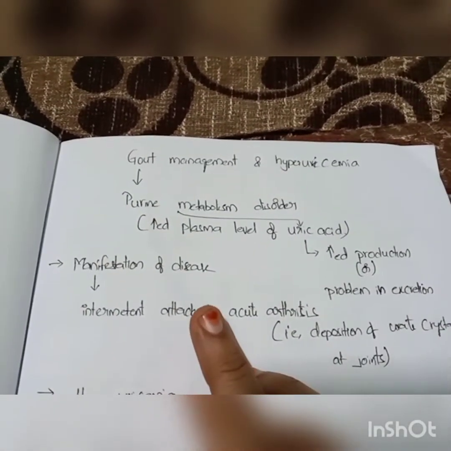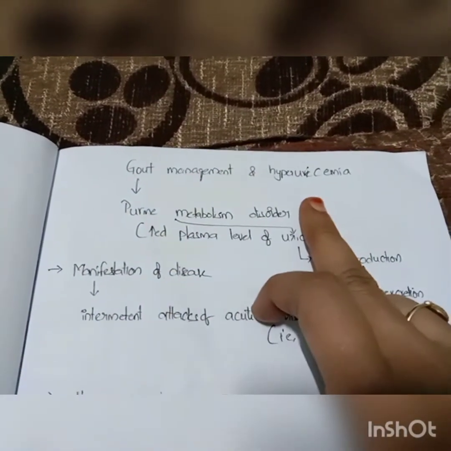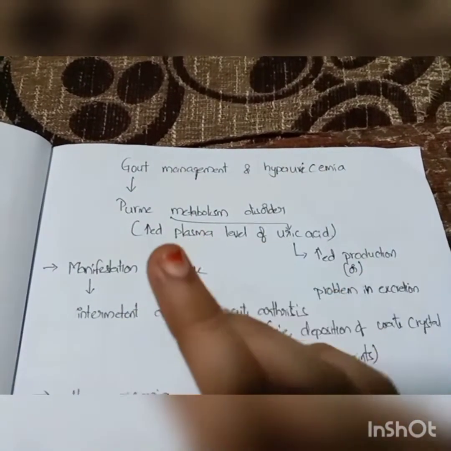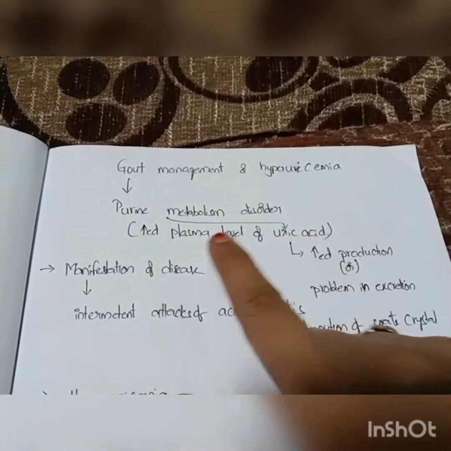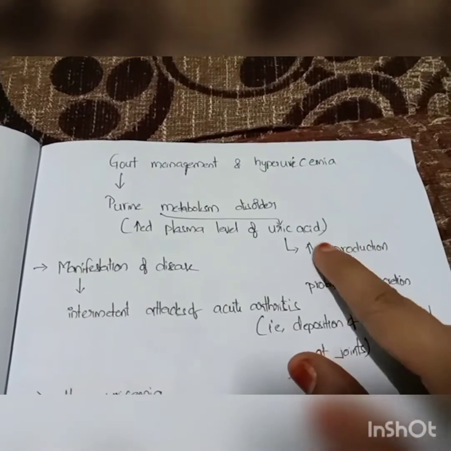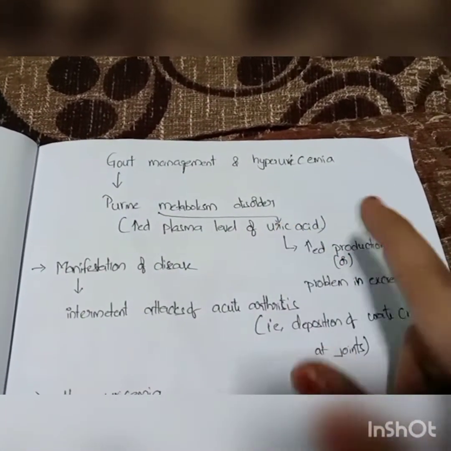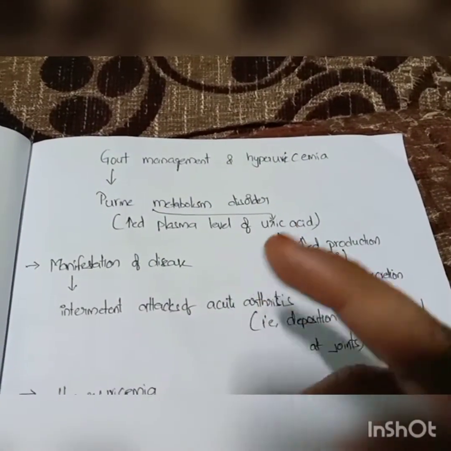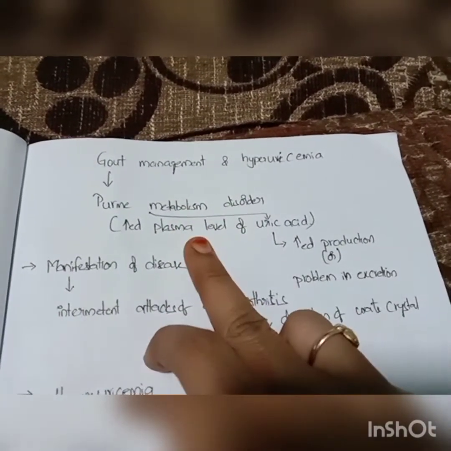Now we are going to see drugs which are used in gout management and hyperuricemia. Gout is a purine metabolic disorder. Purine metabolic disorder means increased levels of uric acid in the plasma, which is caused due to increased production of uric acid, or a problem excreting it from the body. So excretion is not there, and increased production may cause increased levels of uric acid in plasma.